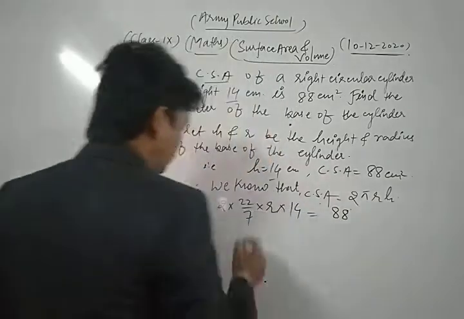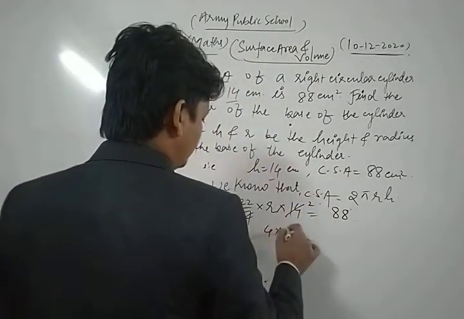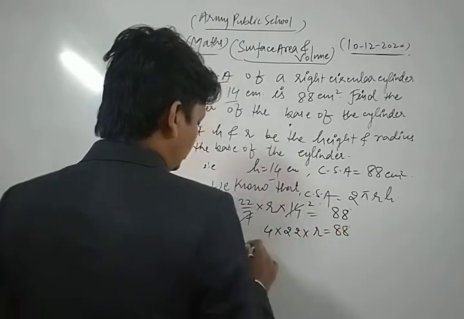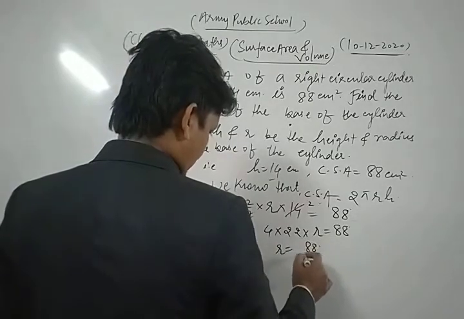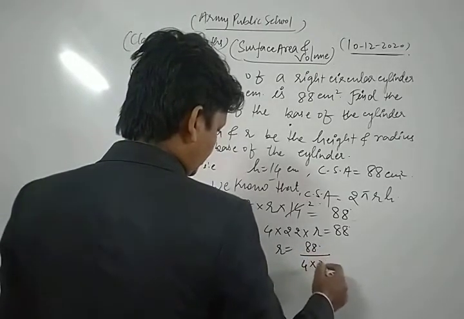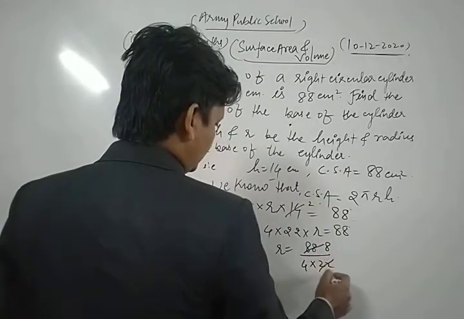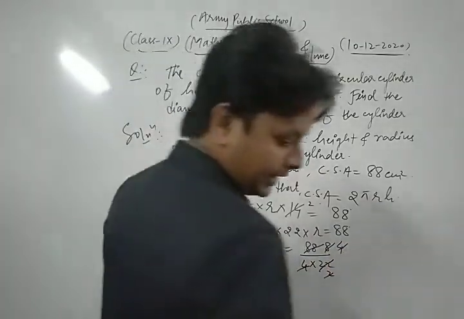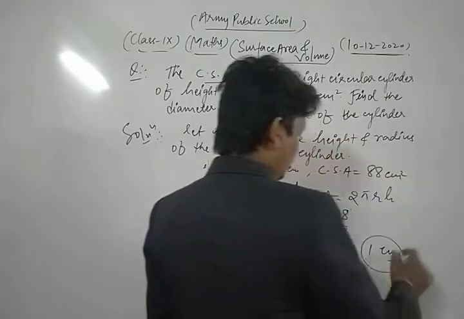Okay, now here 7 twos are 14, 2 twos are 4, into 22 into r is equal to 88. Now the value of r is 88 divided by 4 into 22. Now let's see. 11 eights are 88, so 11 twos are 22, 2 fours are 4, 1 fours are 4. So the value of the radius of the base is 1 centimeter. Okay, dear students.